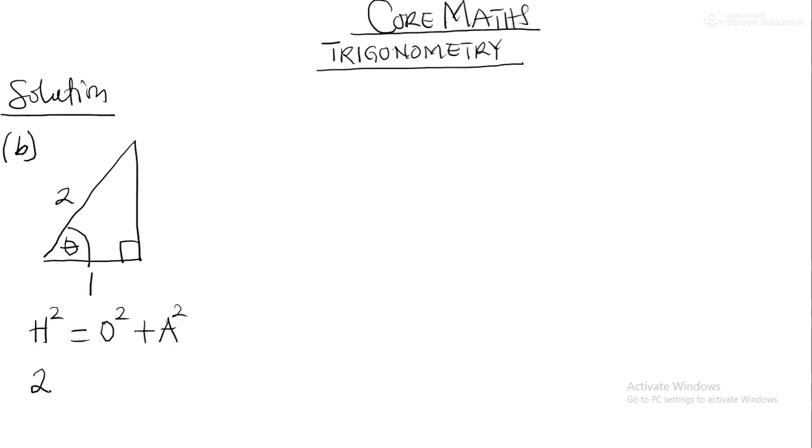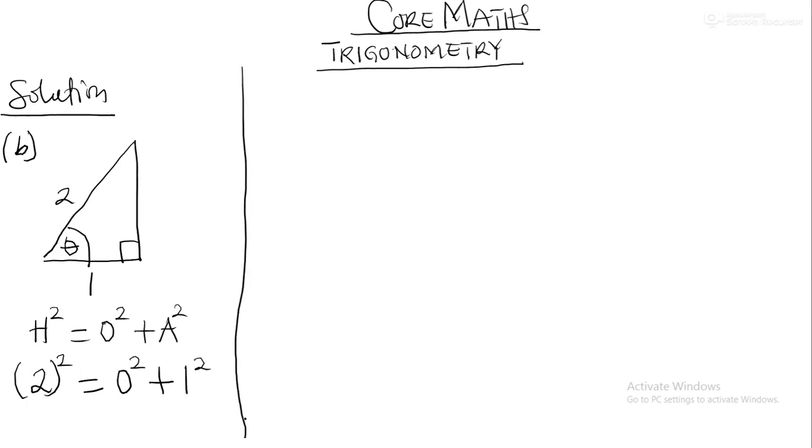2. So we have 2 squared. And then our opposite is what? We don't know, so let's maintain the opposite squared. And then the adjacent is what? 1. So 1 squared. Okay. So now we are going to have 2 squared minus 1 squared equals what? O squared. So we are going to have 4 minus what? 1, which is equal to O squared.